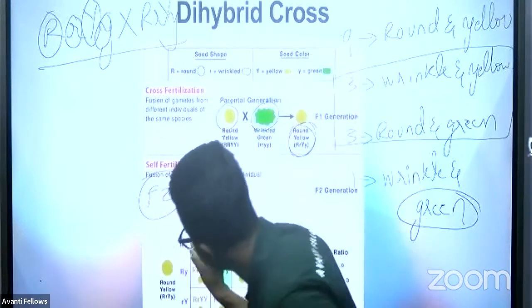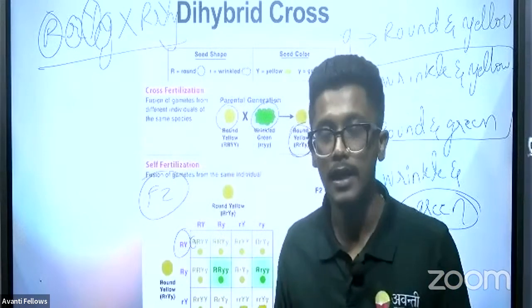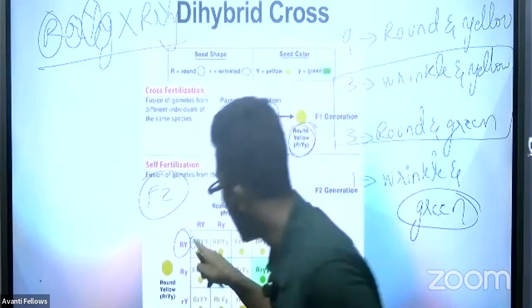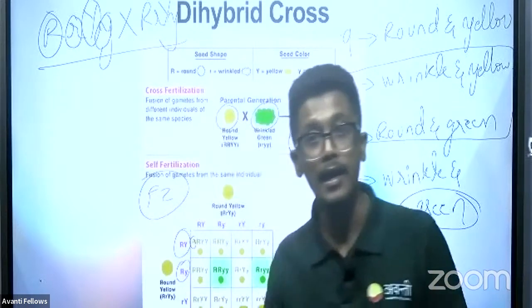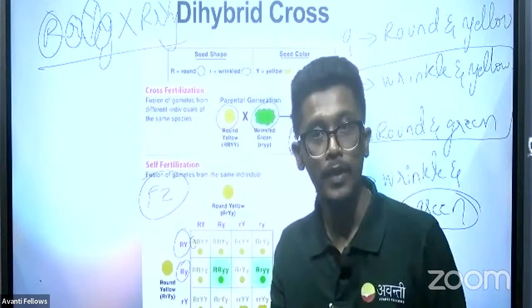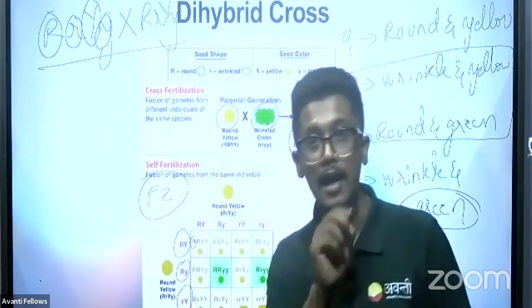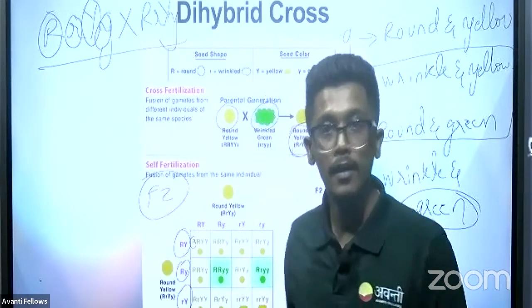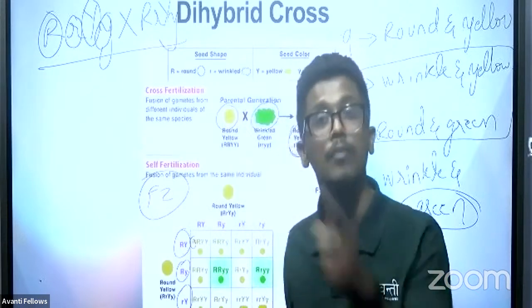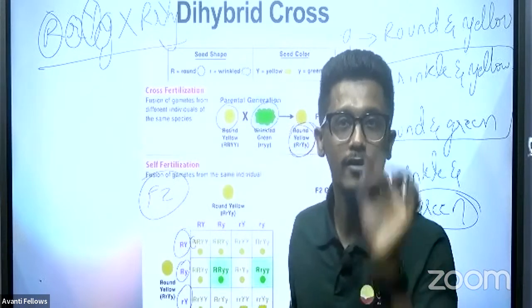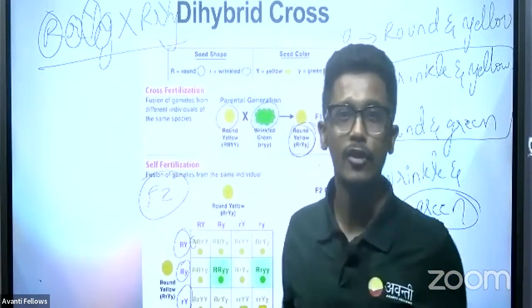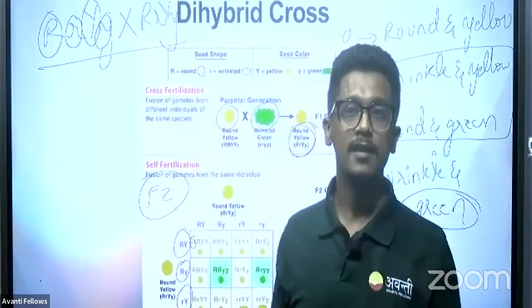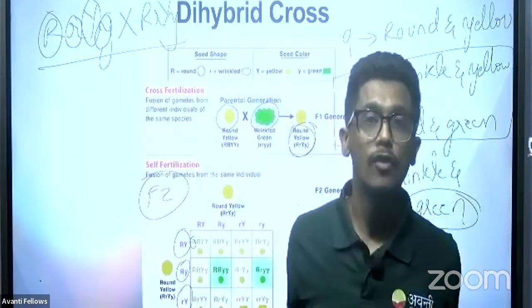A capital R allele went with the capital Y allele. A capital R allele went with the small y allele. Again, a small r allele went with the capital Y allele. Similarly, small r went with the small y. So this is what is called the law of independent assortment. Whenever we have a heterozygous condition coding for two different characteristics, the alleles segregate independently of each other.